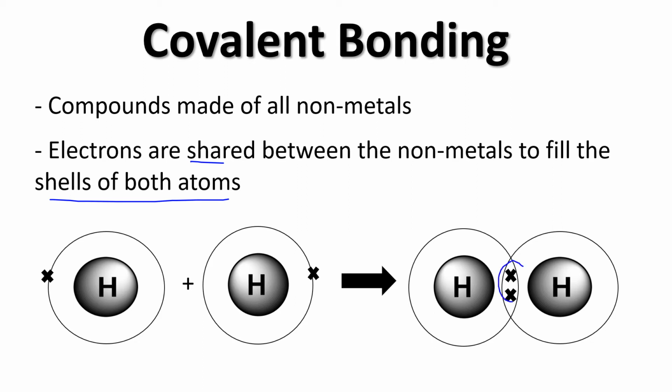And what I'm going to do with covalent compounds is I'm going to circle them. So this hydrogen here has access to both, and this hydrogen here has access to both of those electrons. So we've discovered that they make a single bond with hydrogen.